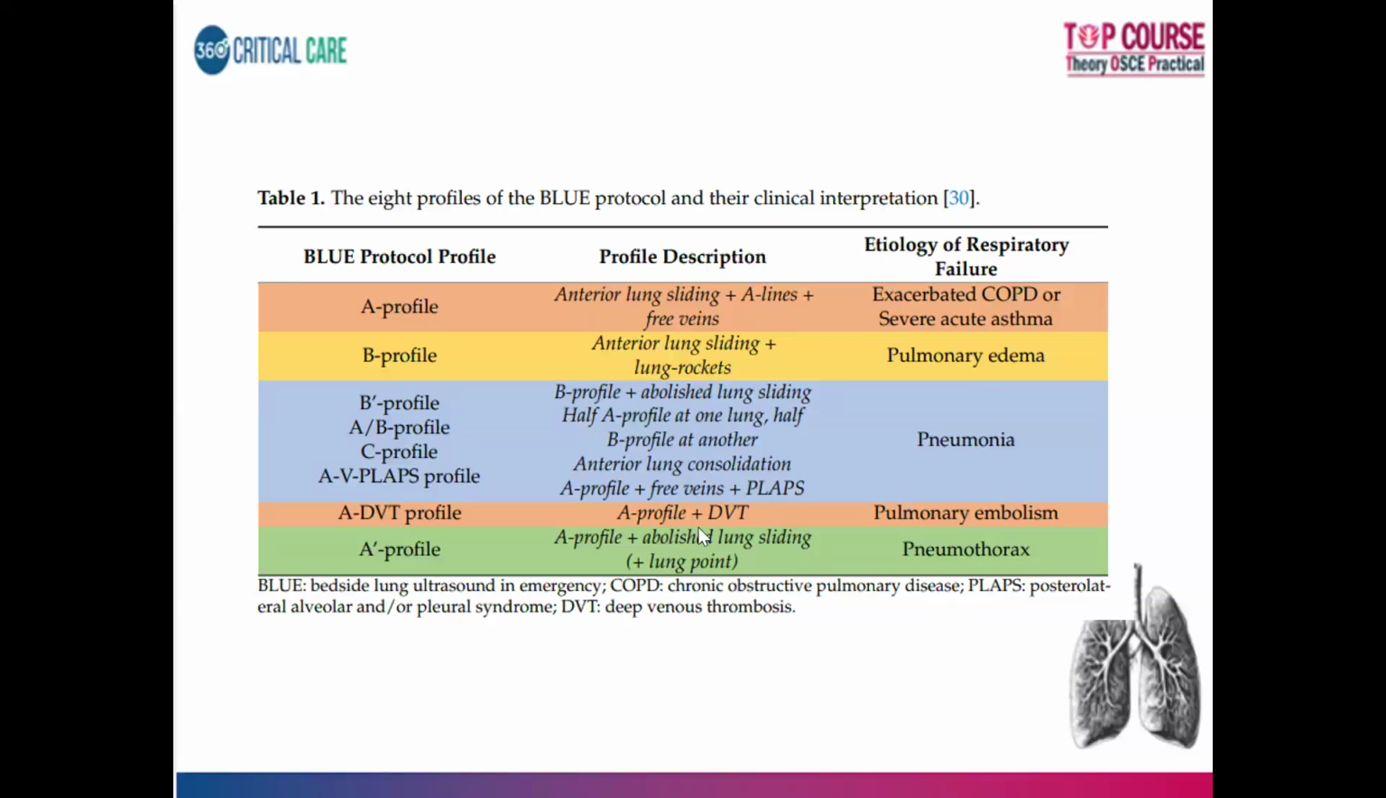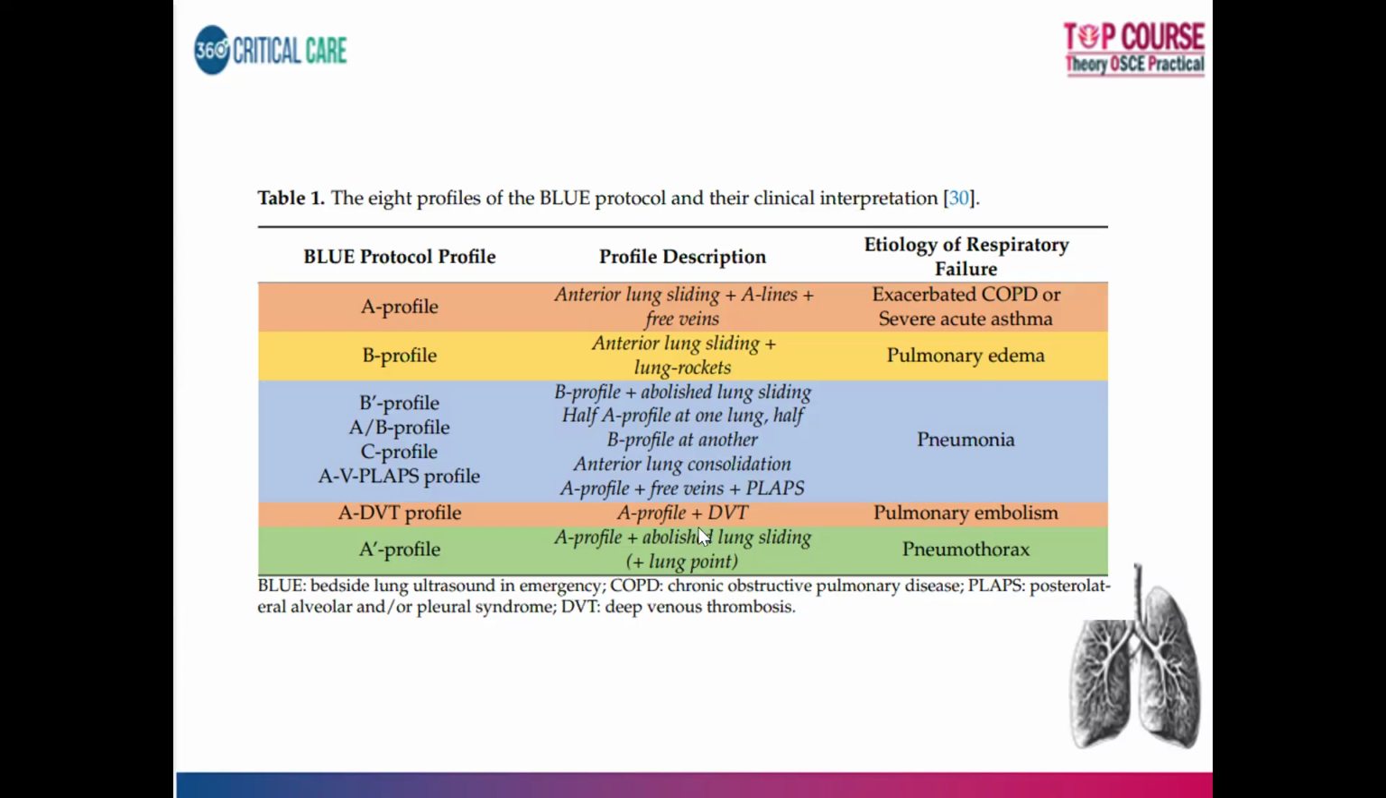B dash profile usually refers to the presence of a B profile, that is pulmonary edema, with absent lung sliding. Okay, so if lung sliding is present, then it is B profile. If lung sliding is absent and the B profile is present, then it is a B dash profile. So usually lung rockets will be present at that particular time as well.